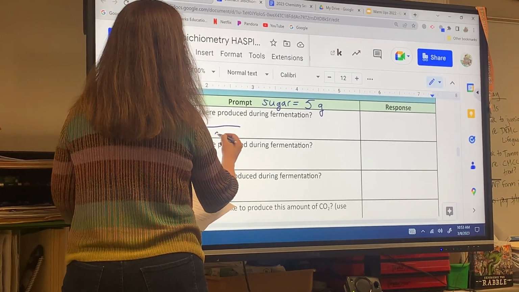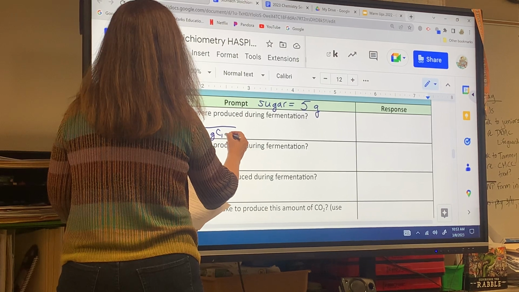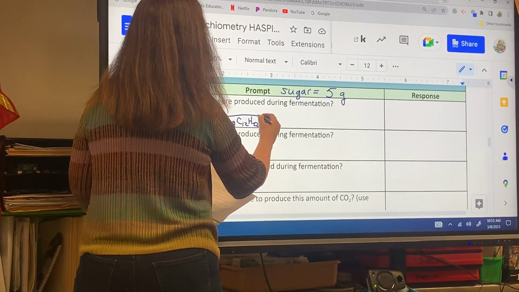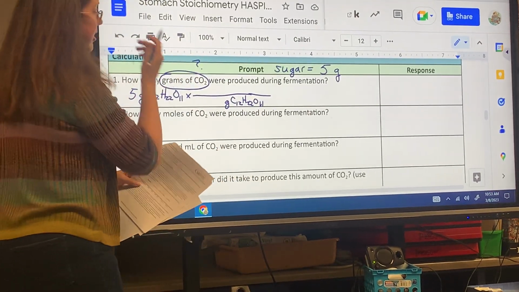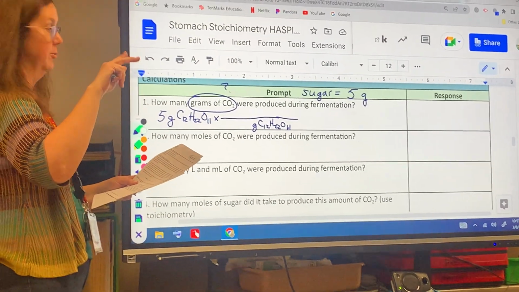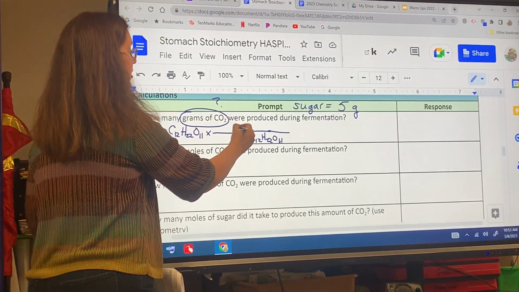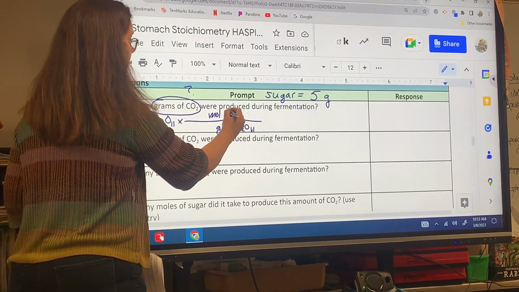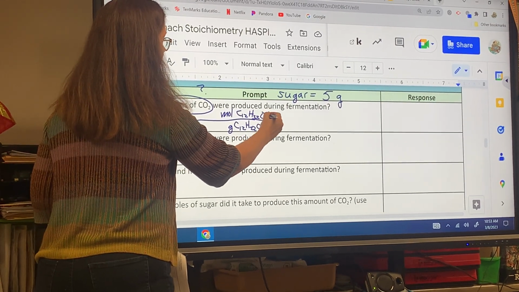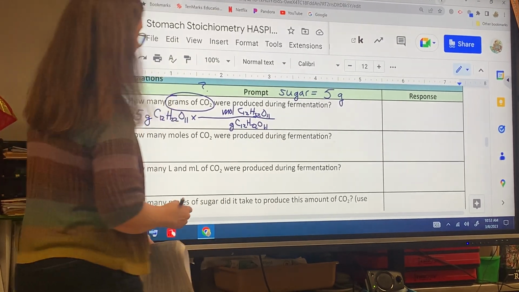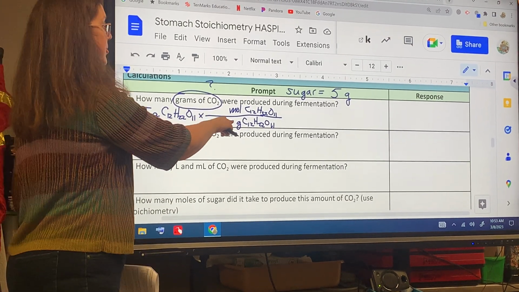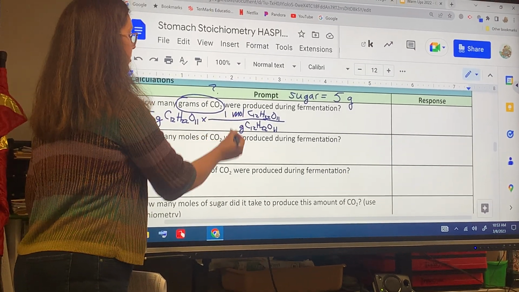So we need to compare grams of C12H22O11. We're going to have to switch to talking about grams of CO2, so we have to do a mole-to-mole switch. So we have to switch this to talking about moles of C12H22O11. All right, so how are we going to figure out how many grams in 1 mole of sugar?